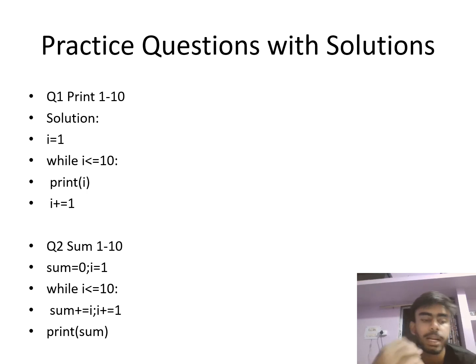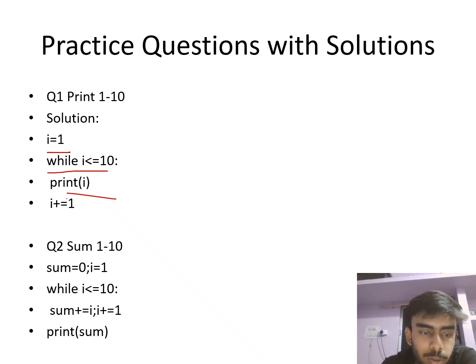So these are all your practice questions, like print 1 to 10. I think I have already explained this one. Initialize your i, then apply your while condition. While i is less than or equal to 10, print your i and apply the increment part also. Then only it will execute. Okay. Now come to the next question.